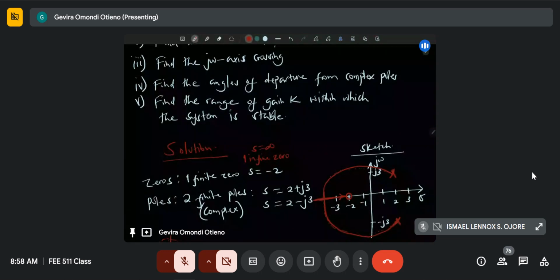As you continue, notice where they begin, K is 0. As they keep moving, K increases towards infinity. So once they get to this point, this is our break-in point. We'll need to determine it because they have rejoined the real axis. We'll need to determine that point.